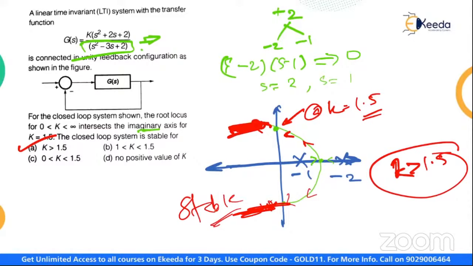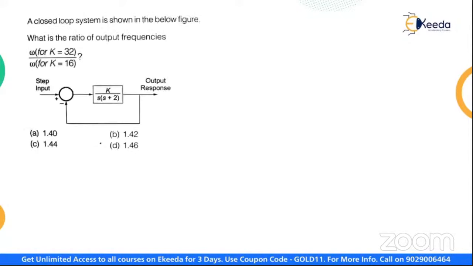Correct. Now next. A closed loop system is shown in the following figure. What is the ratio of the output frequencies? What is the ratio of their output frequencies is what they are asking. Very interesting question. Let us see this question now.